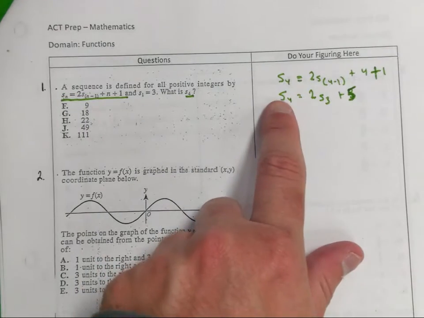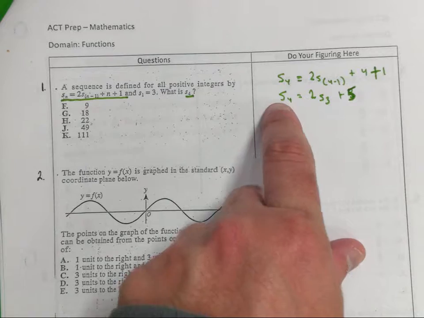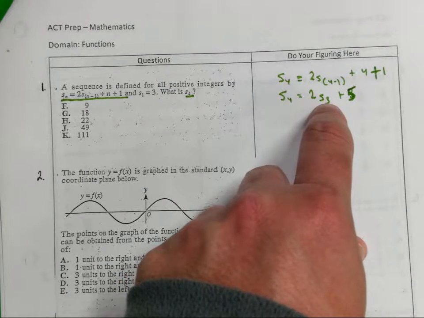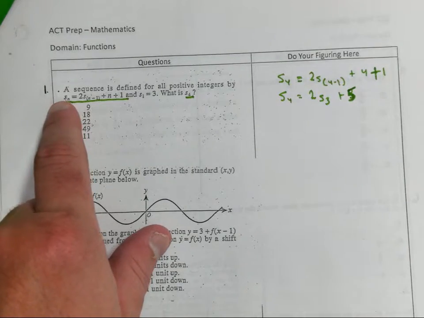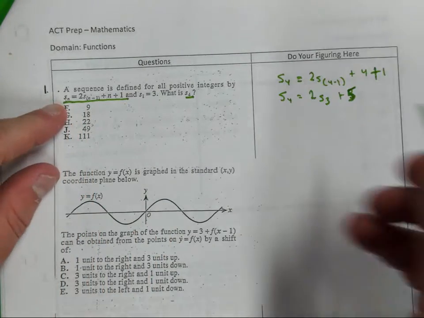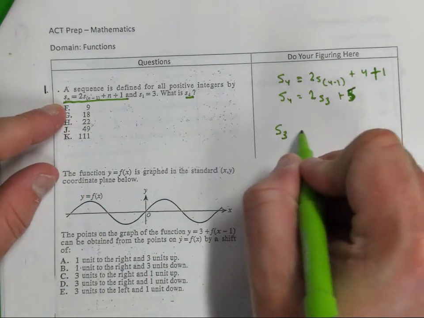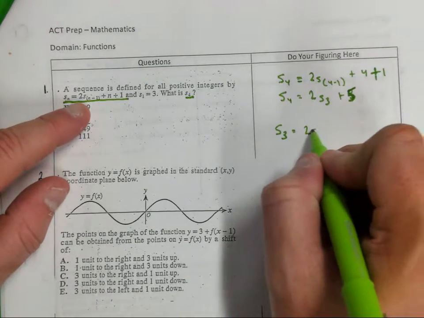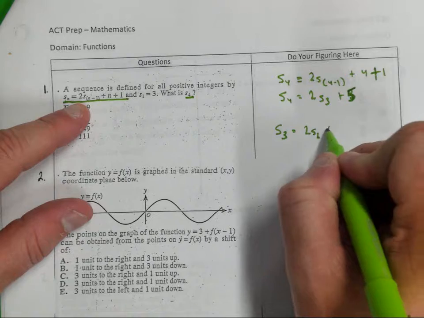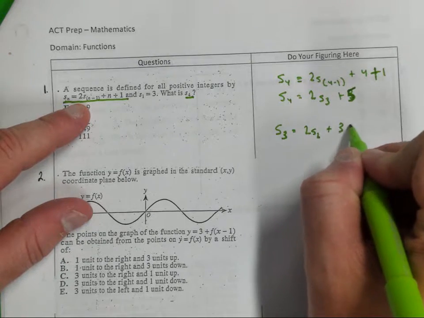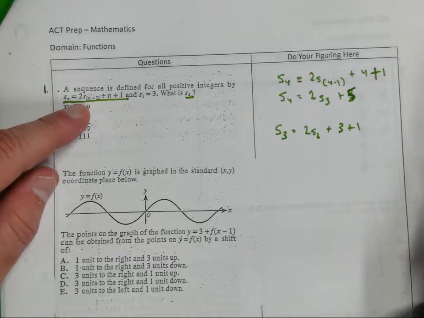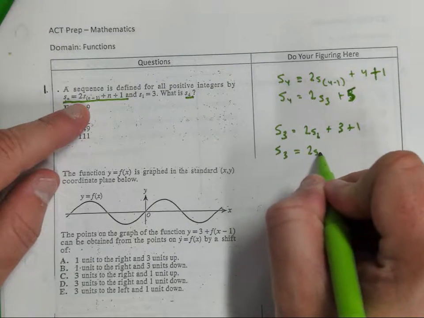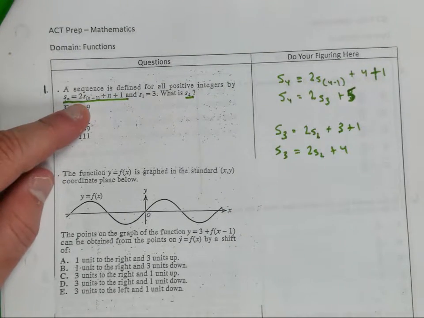Now, guys, we weren't looking for this, but in order to have this, we got to know S sub 3. So do we know S sub 3? So guess what we got to do? We got to do that formula to find S sub 3. So here we go. S sub 3 equals 2 times S sub, 3 minus 1 will be 2, S sub 2 plus 3 plus 1. S sub 3 equals 2 S sub 2 plus 4.